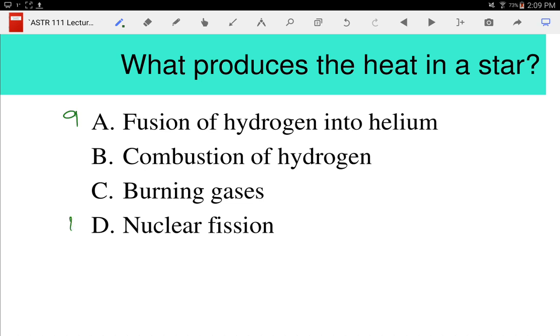One person said nuclear fission. What is the difference between fusion and fission? It's the difference between tearing something apart and smashing something together. Fusion is when 2 become 1. Fission is when 1 becomes 2. And fusion releases a lot more energy than fission. So it's good that our sun is working on fusion. It releases a lot more energy.